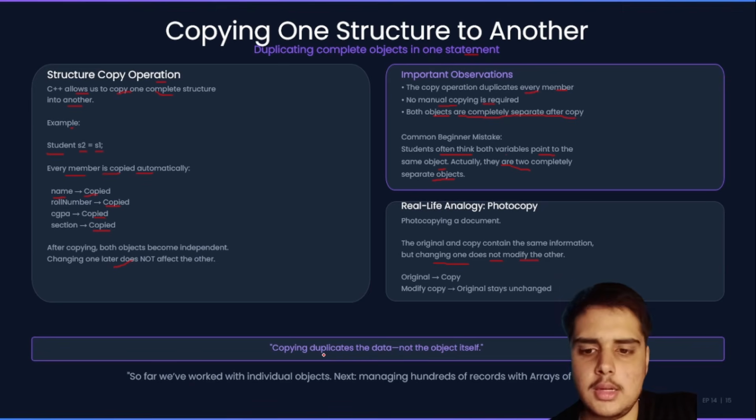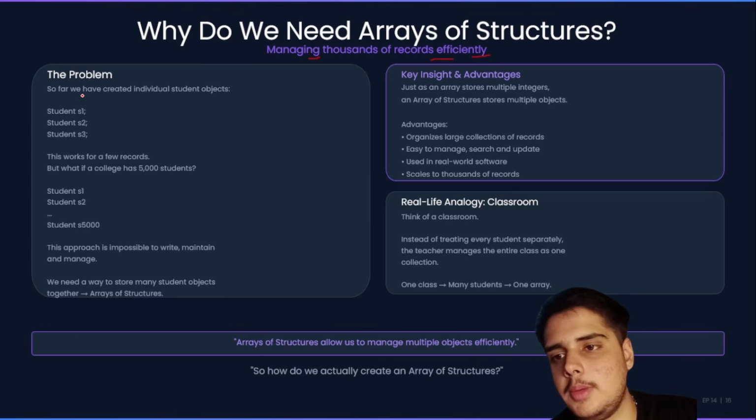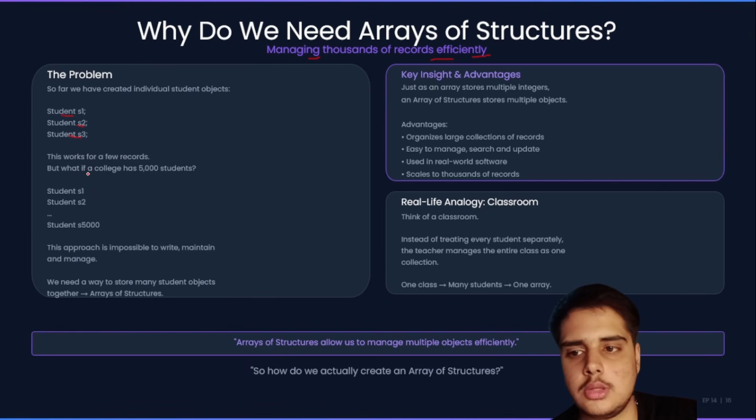So far we have worked with individual objects. Next we are going to manage hundreds of records with an array of structures. You might ask why we need arrays of structures. Because we need to manage thousands of records efficiently. The problem until now is that student S1, S2, S3 works for a few records. But what if a college has 5,000 students? Will I be writing student S1, S2, S3 all the way till S5000? Come on, that's not how we should do it.